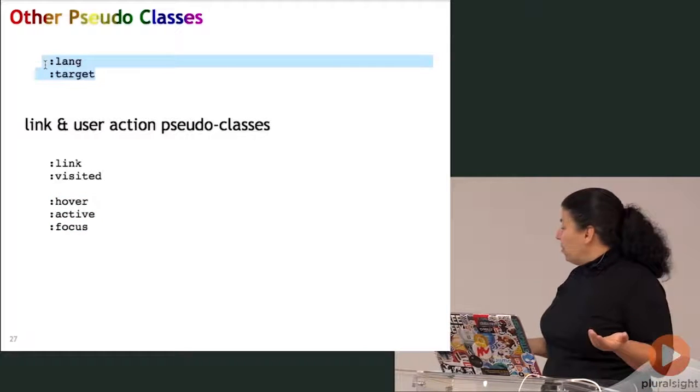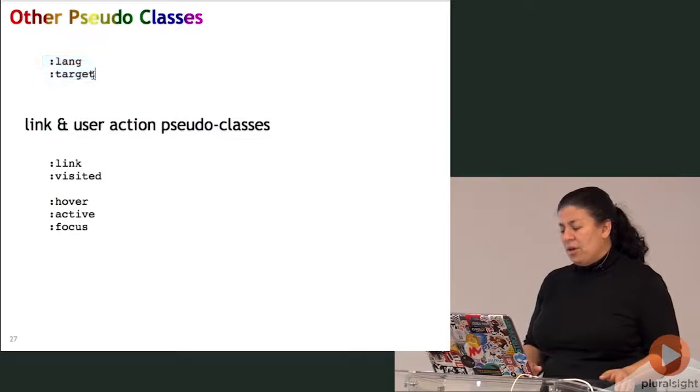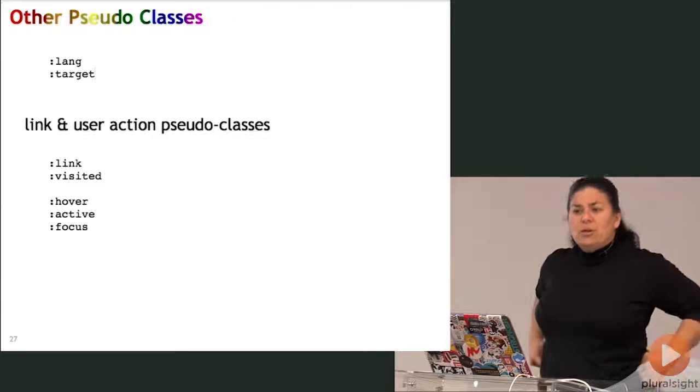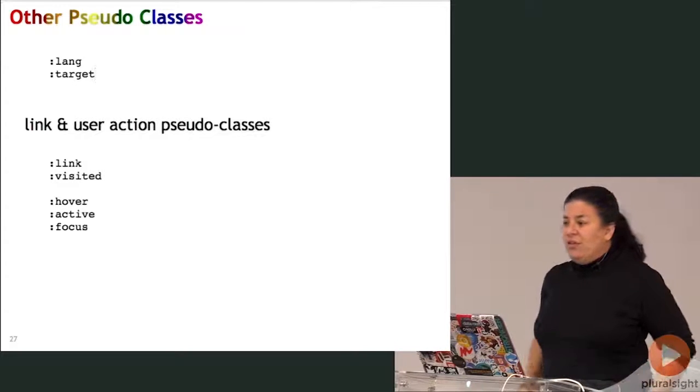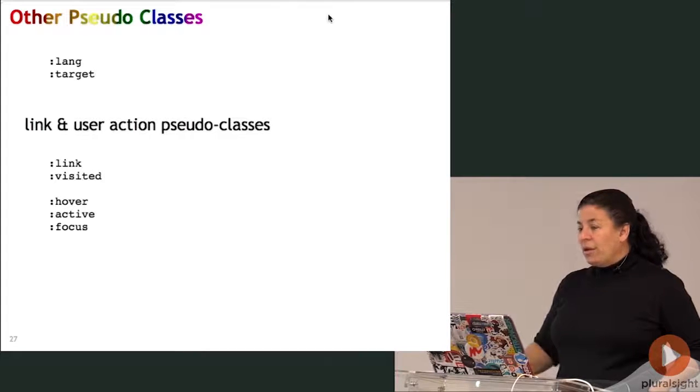Language matches anything that has the lang attribute set. I've never used it, but target is kind of interesting. Target is when you have an anchor in the page, like a div with an ID, and you say go to that section of the page. You can style it when that section is active.